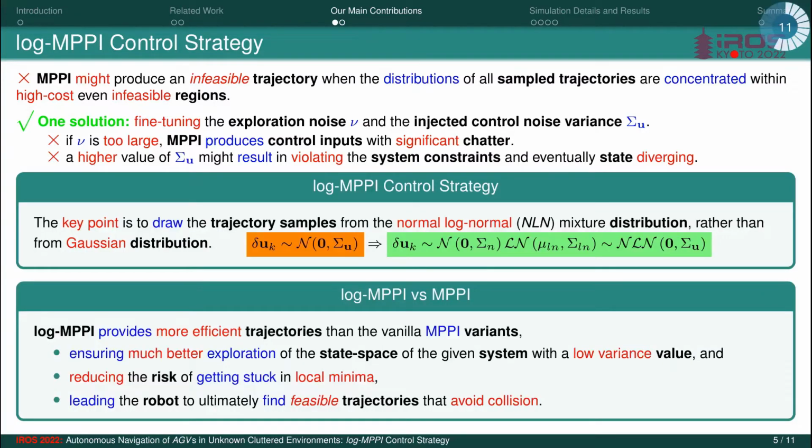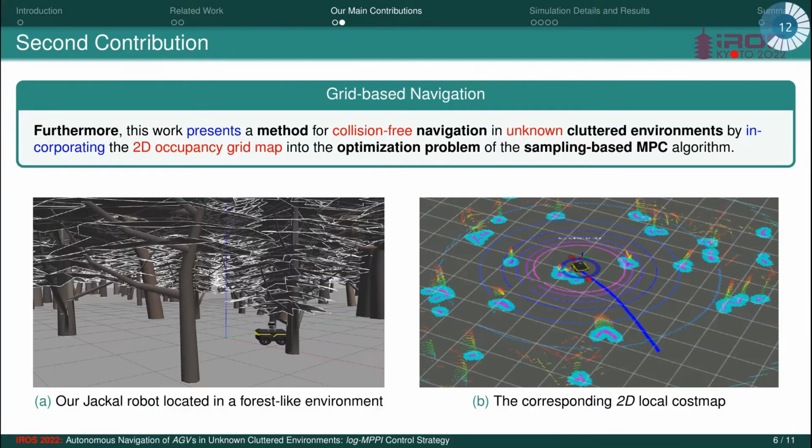Instead, in this work, we inject the log-normal along with the normal distribution. In other words, the control input update is defined as the product of the normal and the log-normal distributions. With such a sampling method, we ensure much better state exploration and reduce the risk of getting stuck in local minima, leading the robot to find the feasible trajectory that avoids collision.